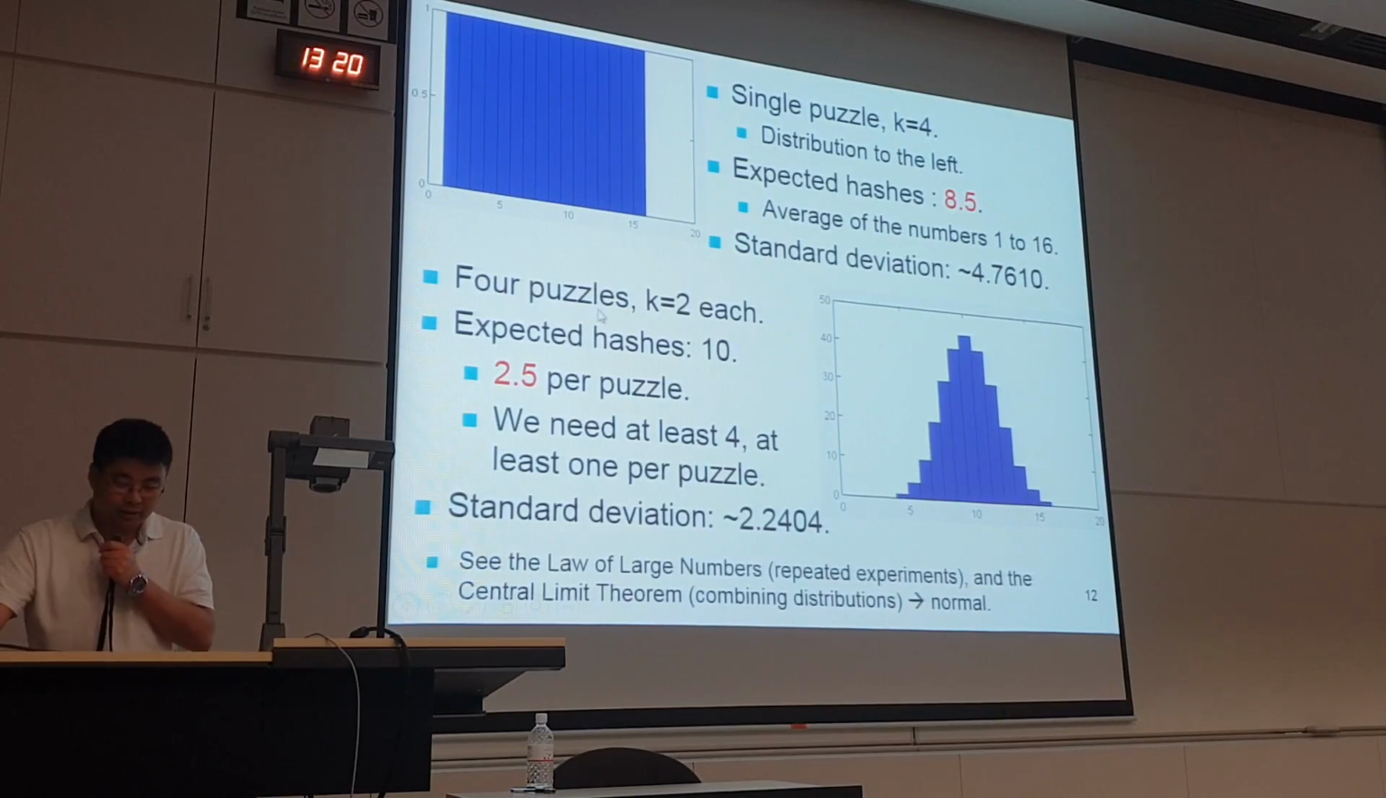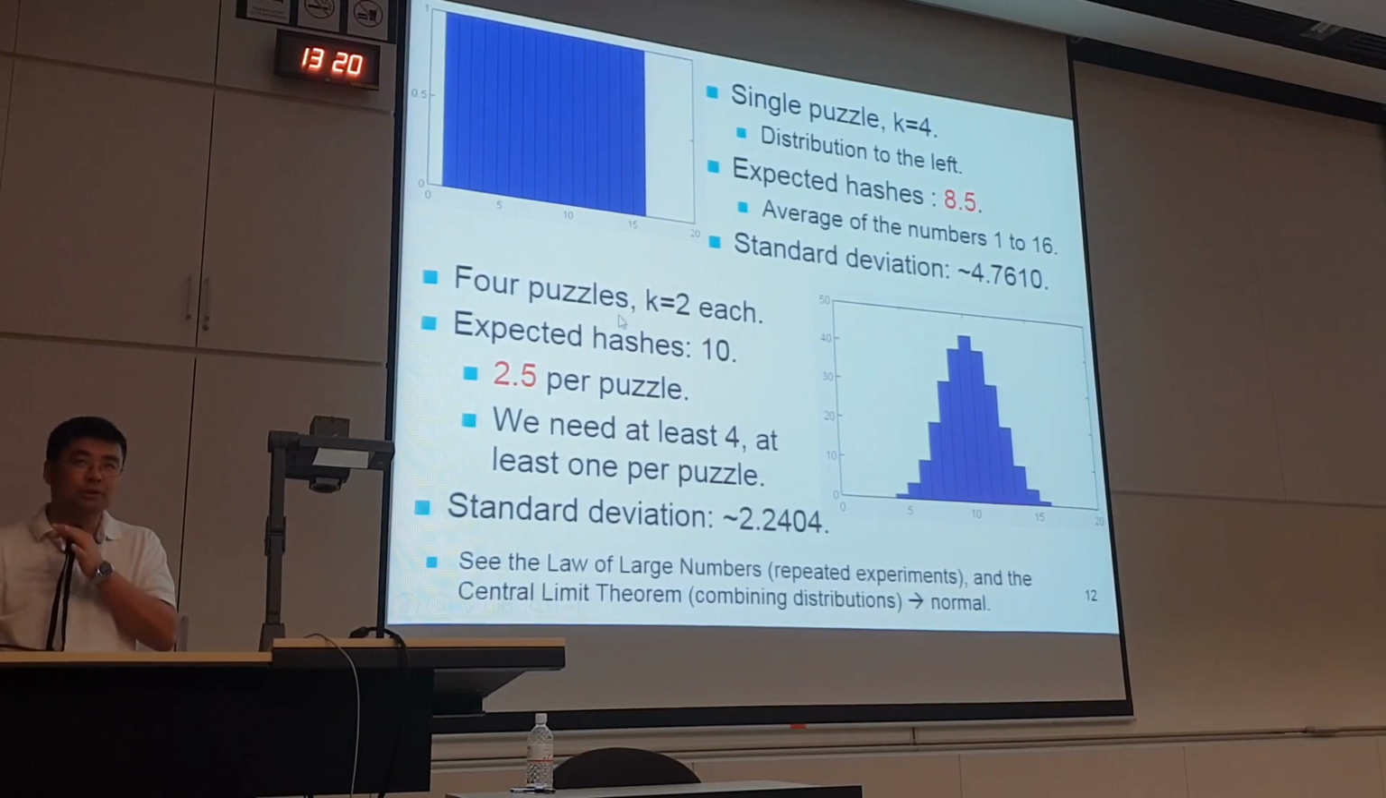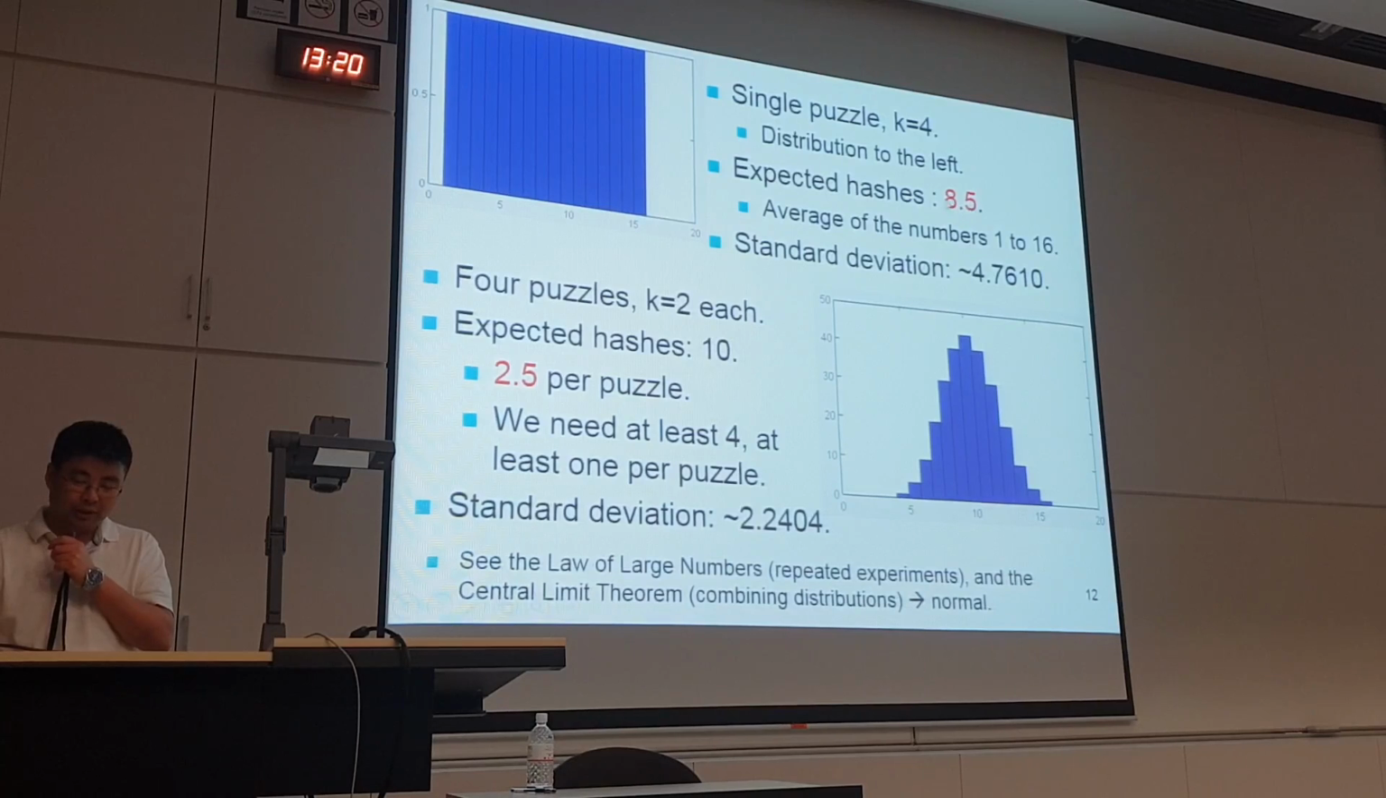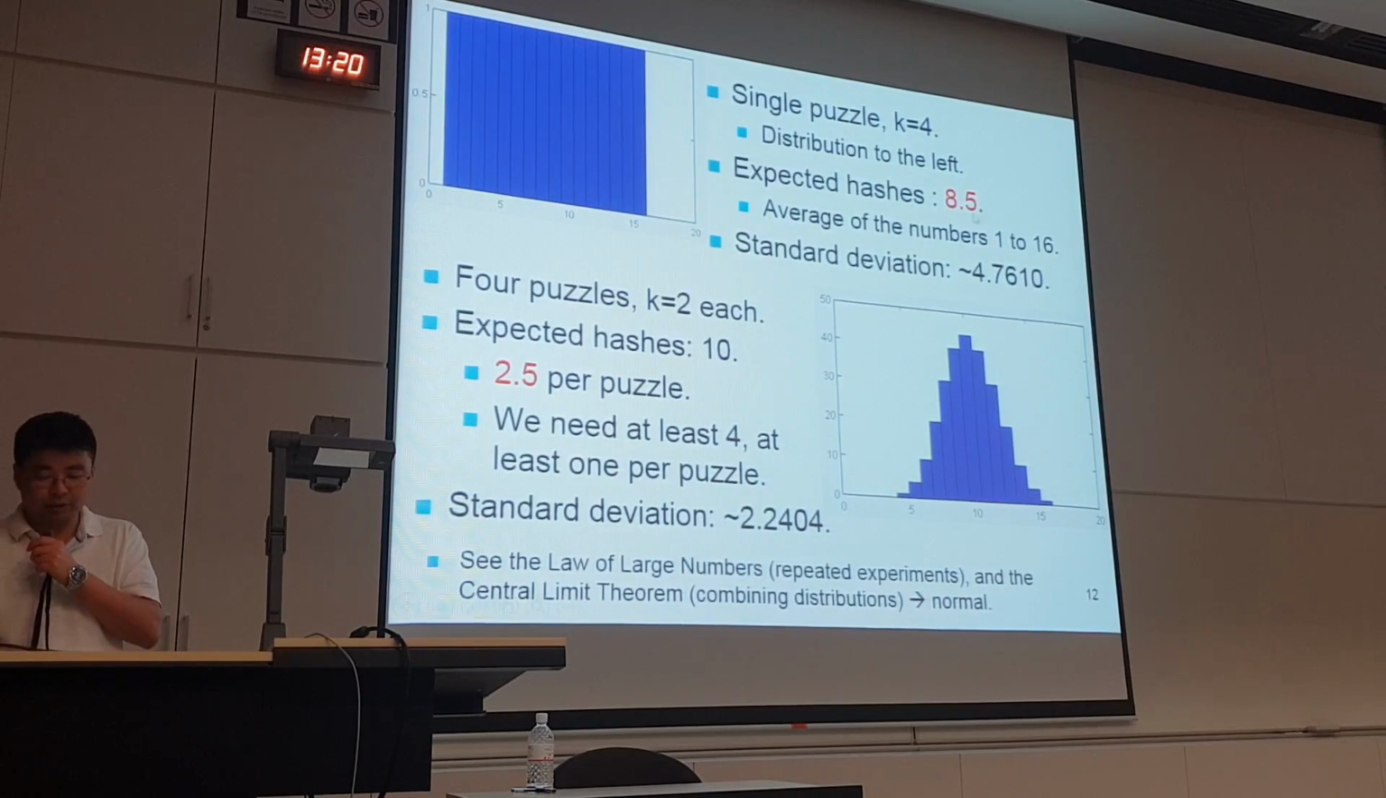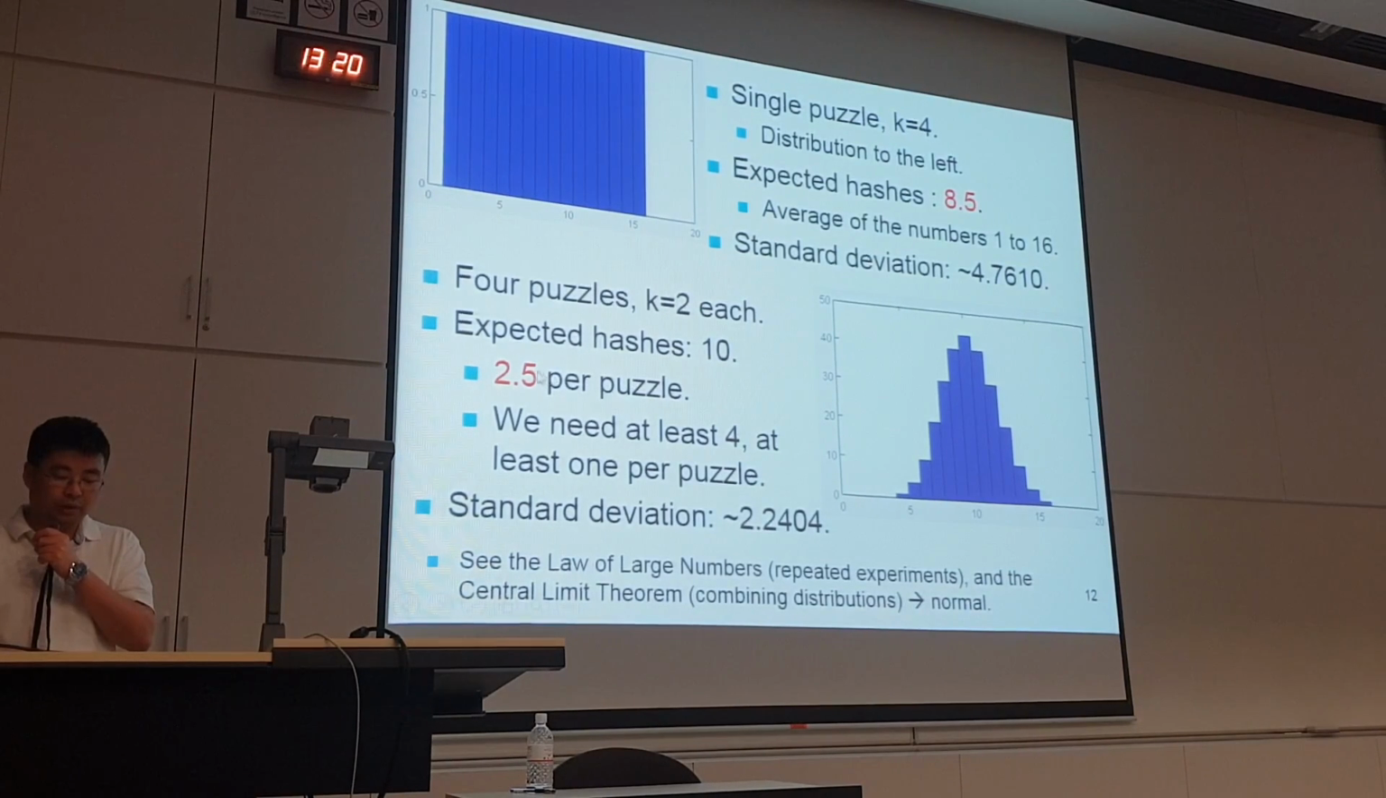But if you have a set of 4 subpuzzles, and each has a smaller k, the overall expected hashes are similar. Here I highlight the difference. Actually, the overall expected number of hashes is still different. Here we need 10, here we need 8.5. Why 8.5? Because this is (2 to the power of k minus 1 plus 1) over 2, so here we count the 1 over 2. Each subpuzzle will have (2 to the power of 1 plus 1) over 2, which is 2.5, but you have 4, so you multiply by 4, you have 10.